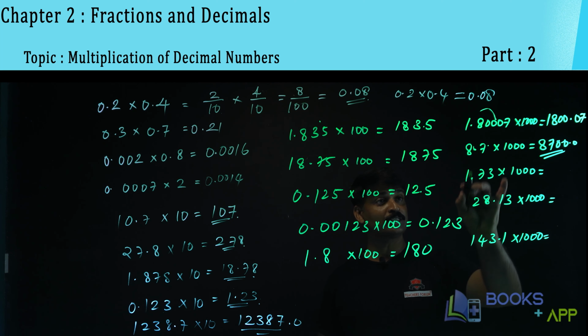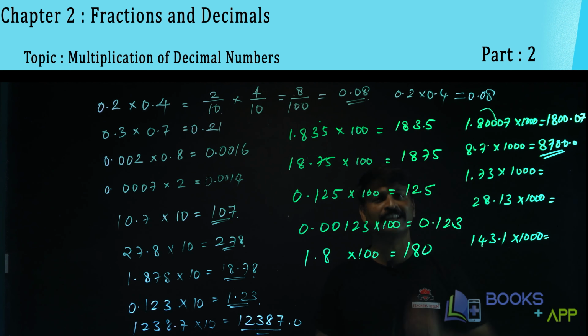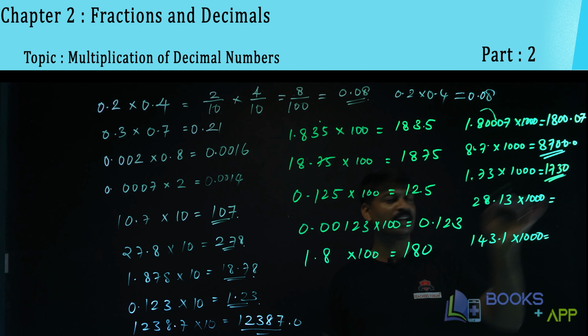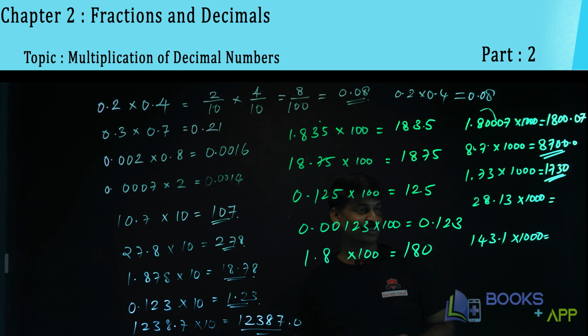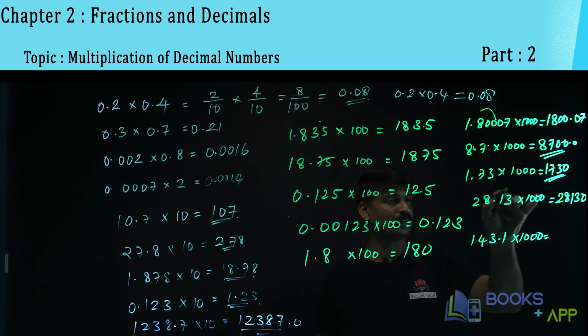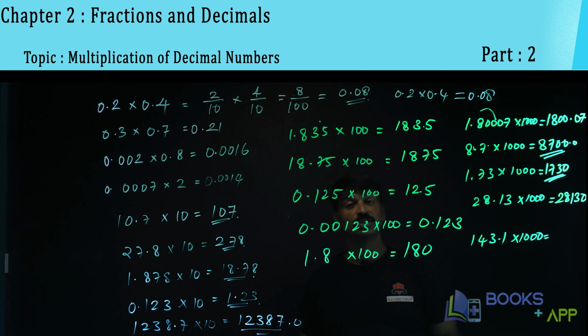Now what is this answer? If you multiply by 10, this point will come here. 17.3 it becomes. When you multiply by 100, it becomes 173. When you multiply by 1000, 3 points, it should jump. So it will become 1730. Is it clear? Now what is this answer? When you multiply by 10, it will be 281.3. When you multiply by 100, it will be 2813. When you multiply by 1000, one more 0 you have to put. So it becomes 28,130, because 3 points are there. 1, 2, 3. So 1 zero you should add.